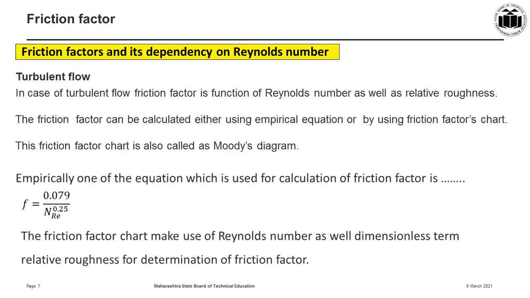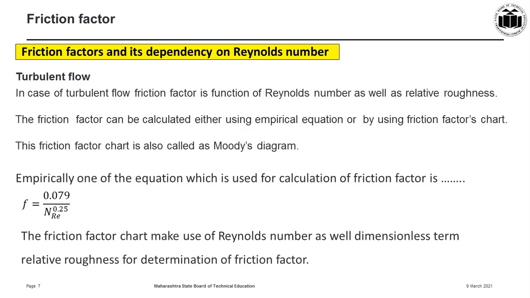In case of turbulence, the Reynolds number as well as relative roughness affects the value of the friction factor. This friction factor can be calculated either using an empirical equation or by using the friction factor chart. Even though we are discussing Reynolds number and turbulent flow, we can use the friction factor chart for the calculation of friction factor in case of laminar as well as turbulent flow. Empirically, for a turbulent flow, the Fanning friction factor can be calculated by the formula f is equal to 0.079 upon NRe raised to 0.25.